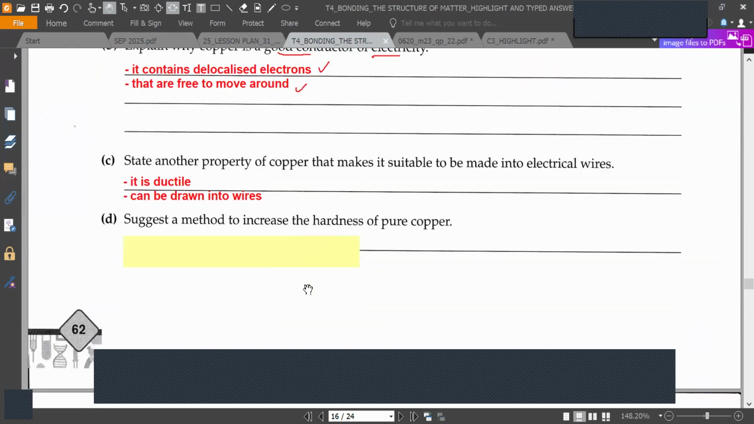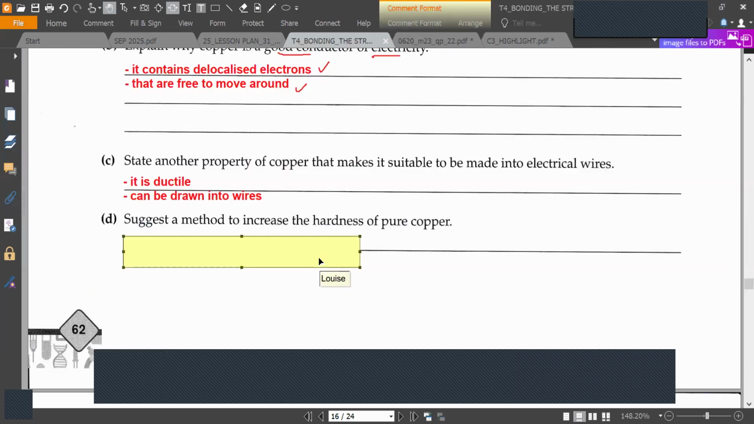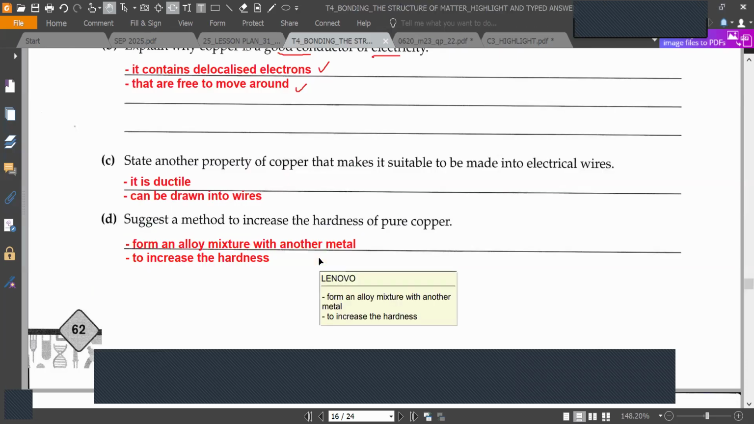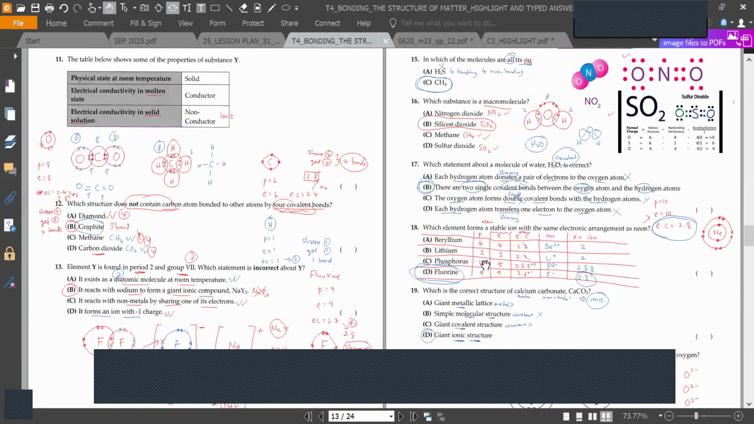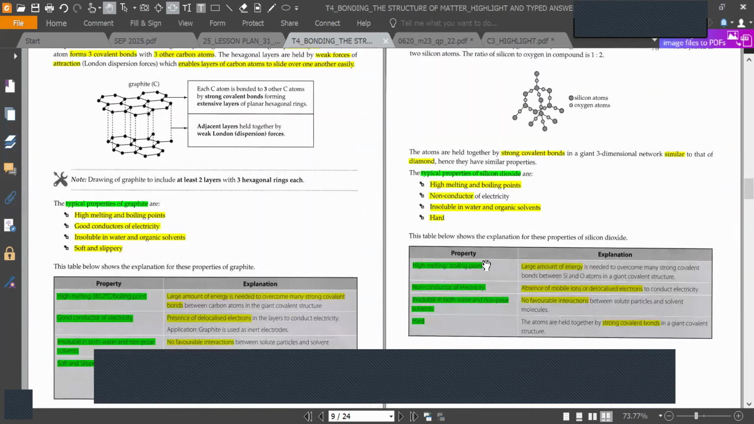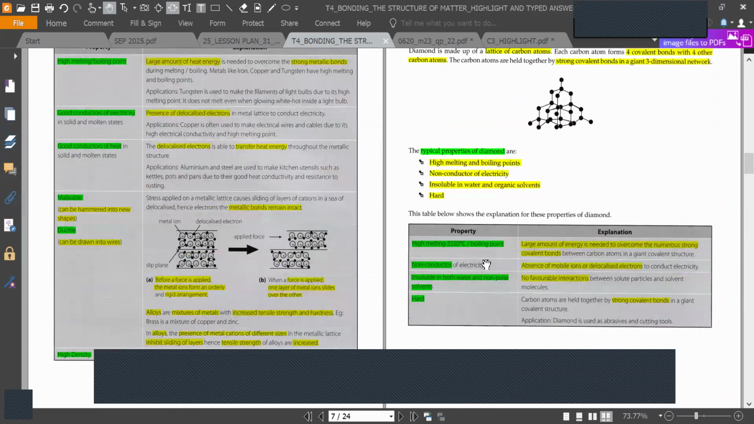Next, suggest a method to increase the hardness of pure copper. So normally, how do we make it harder? We make it into an alloy, a mixture with another metal. Normally when we make it into an alloy, the hardness will increase. To understand this better, we can take a look at the notes quickly.